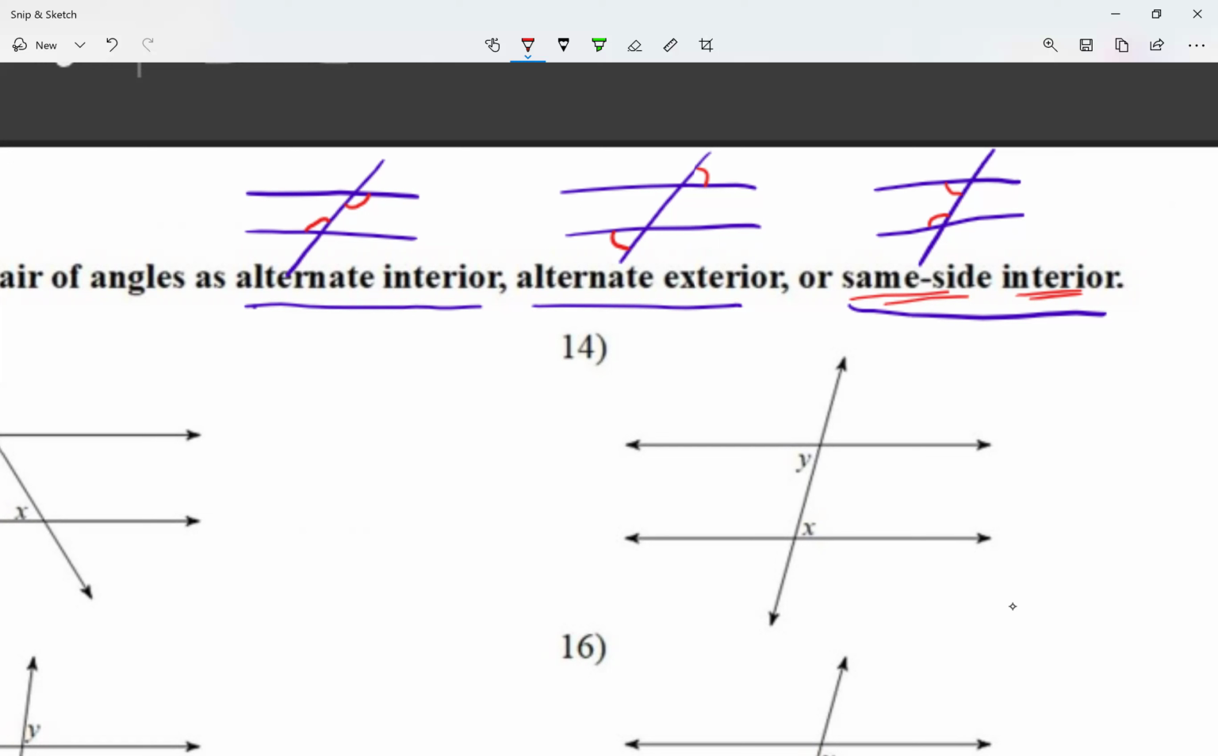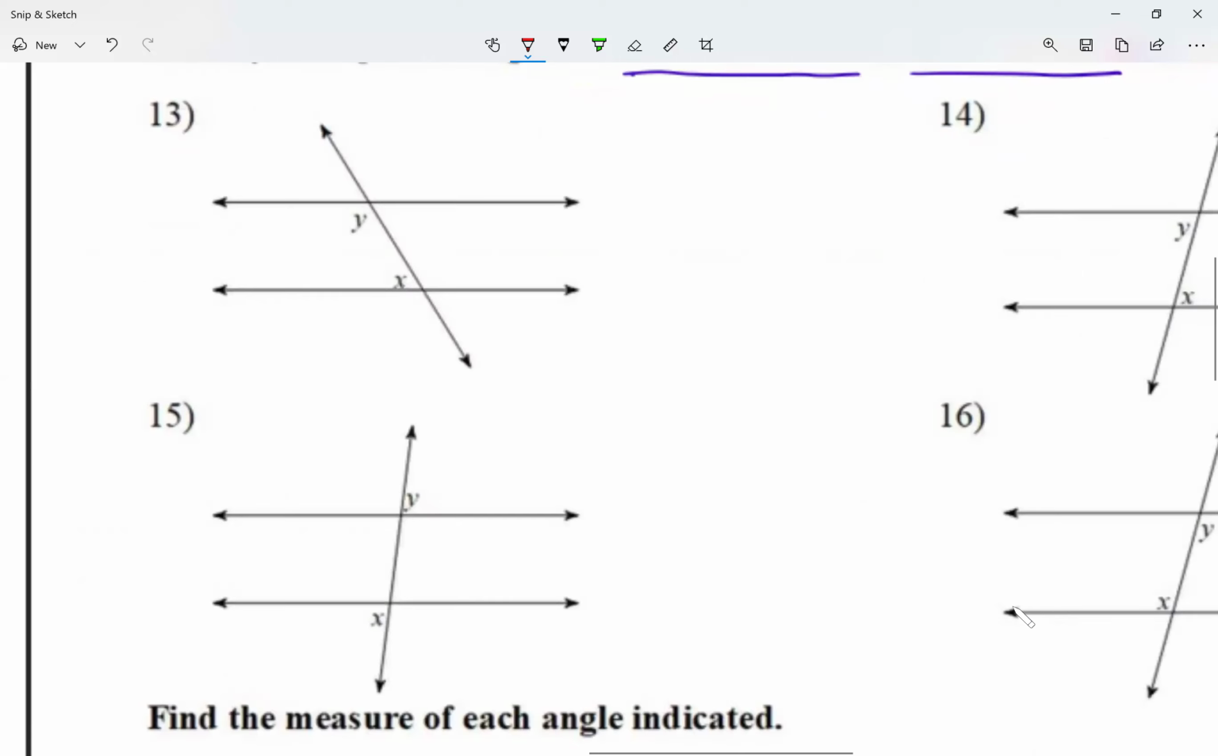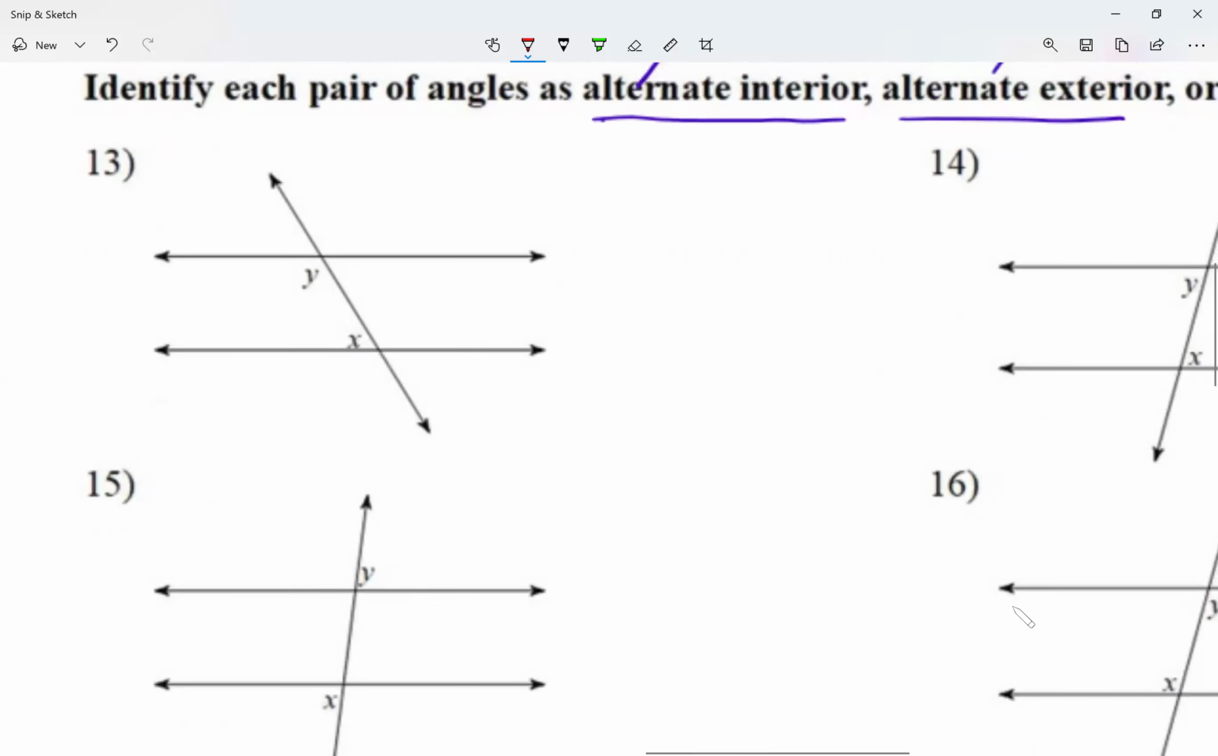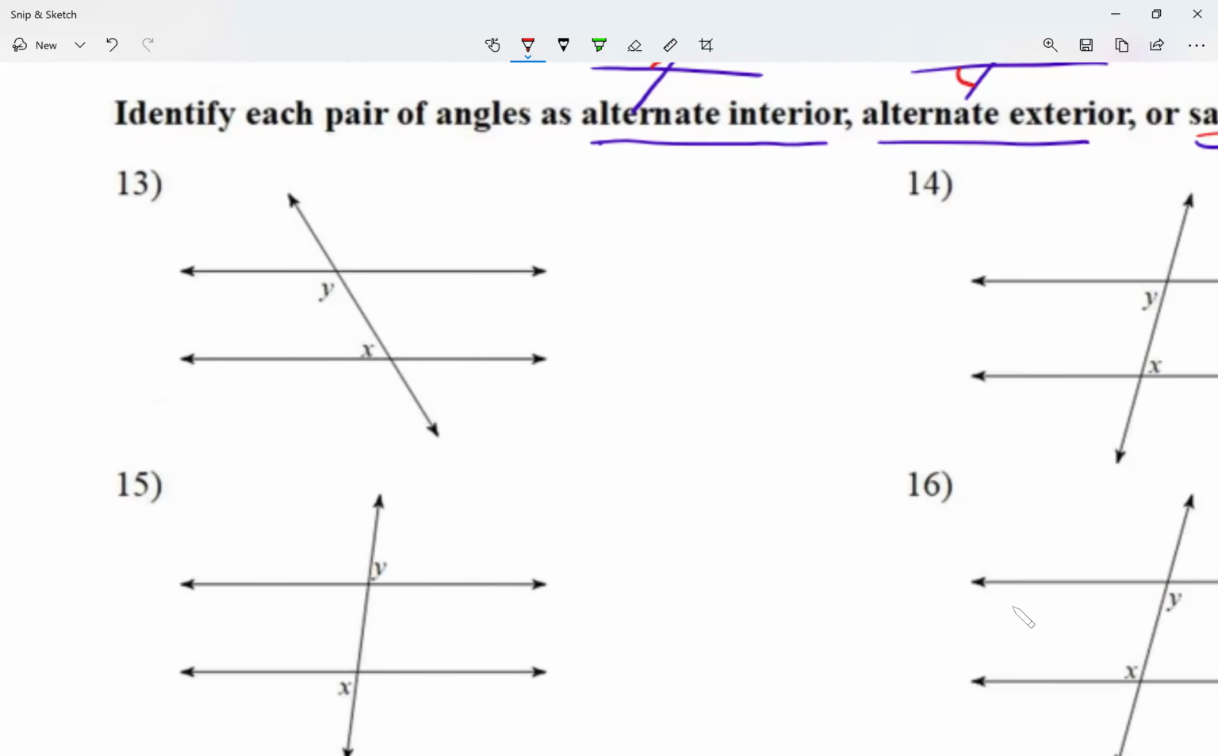Now, same side interior angles are going to add up to 180. They're not equal to each other. I just add them up and it equals 180. So the first part is identifying the angles. Identify each pair of angles as alternate interior, alternate exterior, or same side interior.